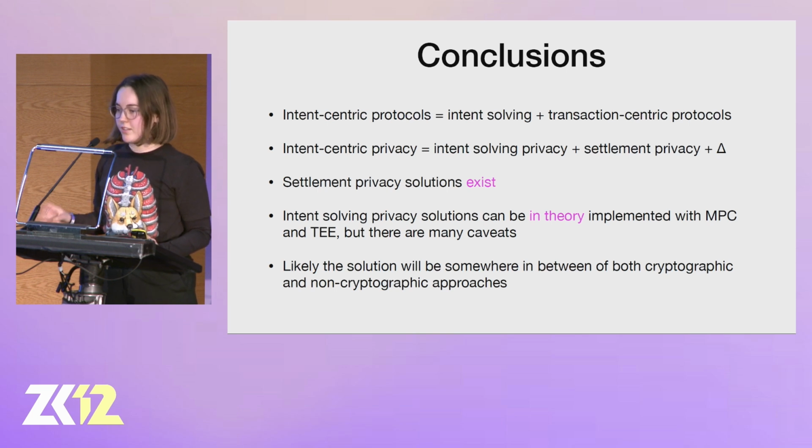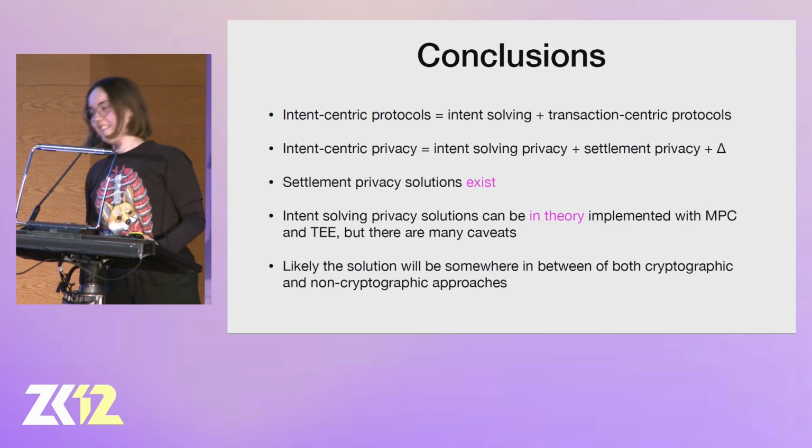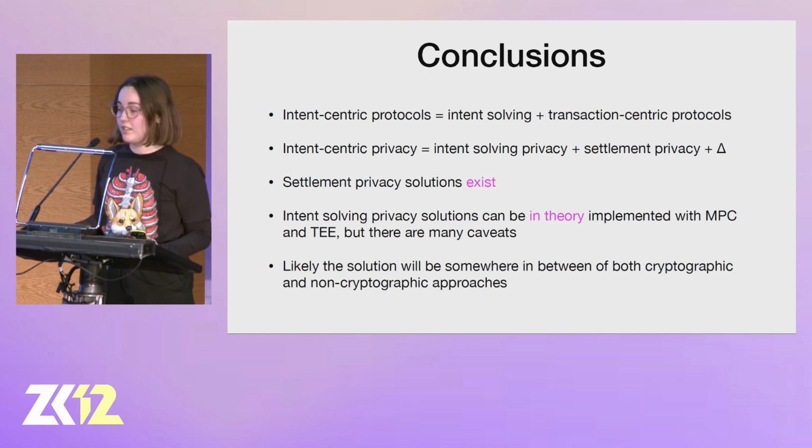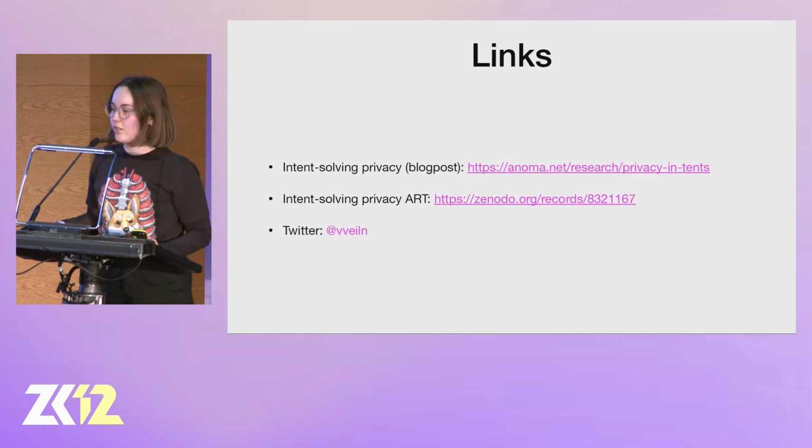To conclude all of this, intent-centric protocols involve two phases, intent solving and the transaction-centric part. Then intent-centric privacy contains these two phases, privacy plus the extra of connecting these two privacy phases. Settlement privacy solutions exist. Intent-centric privacy solutions exist in theory, but in practice are a little bit problematic, but all solvable. And as the last point mentions, the solution probably is somewhere in between, including non-cryptographic approaches. That's really all I wanted to say. So, questions?